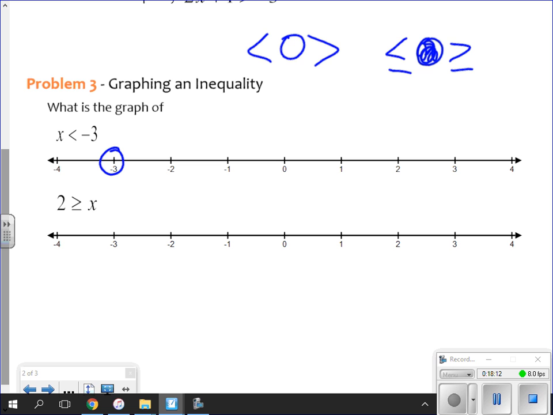Then I want x is less than that. So I want everything smaller. X is smaller than negative 3. When I go smaller, I go to the left. When I go larger, I go to the right. I want everything smaller. That's everything smaller than negative 3. The open circle tells me it's not negative 3, but it's right up next to negative 3.